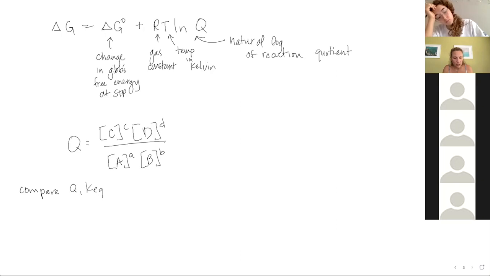There are several different ways that you can look at this. I'm going to present a couple just so it can help different types of learners. But when KEQ is greater than Q, then the reaction will proceed forward. And when KEQ is less than Q, the reaction will proceed in reverse.